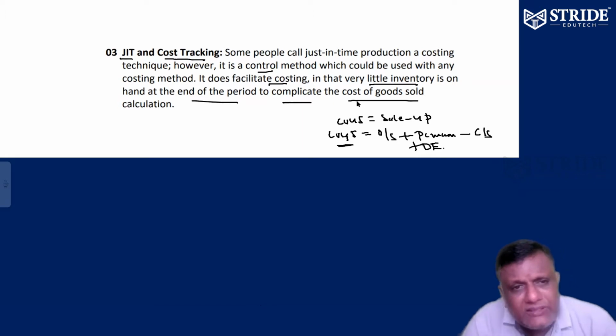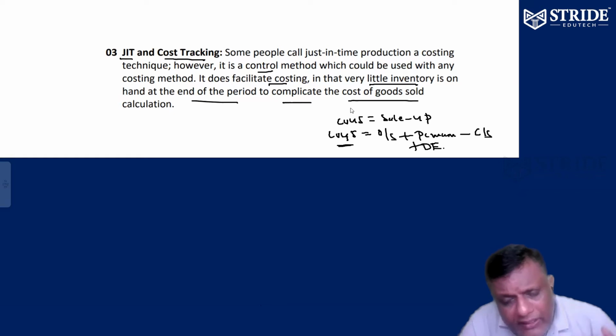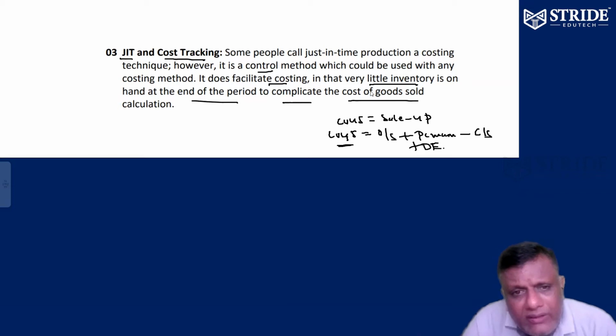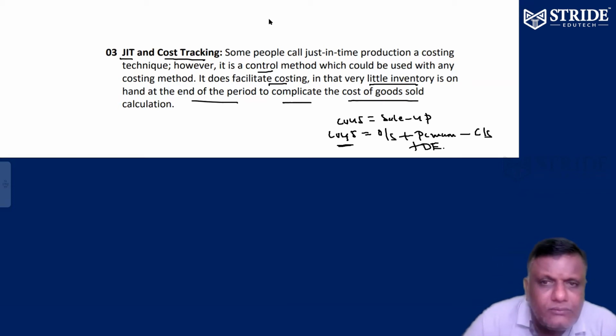But just in time is a Japanese concept. Straight away from the supplier to the production process, materials are delivered. It completely eliminates the concept of storekeeper, inventory record keeping, everything. At the end of the process, very little inventory or no inventory is there. That's called just in time.